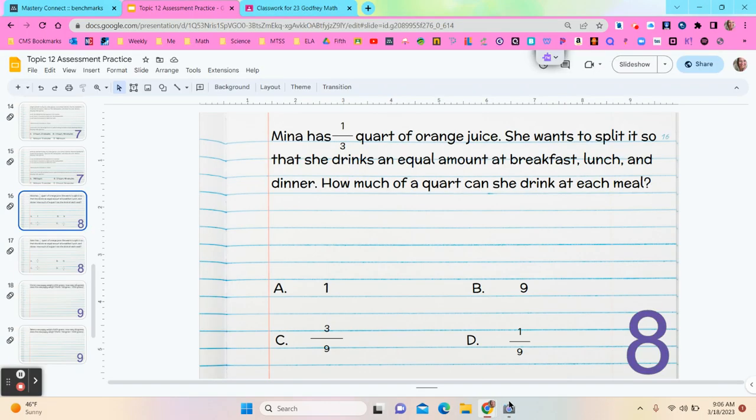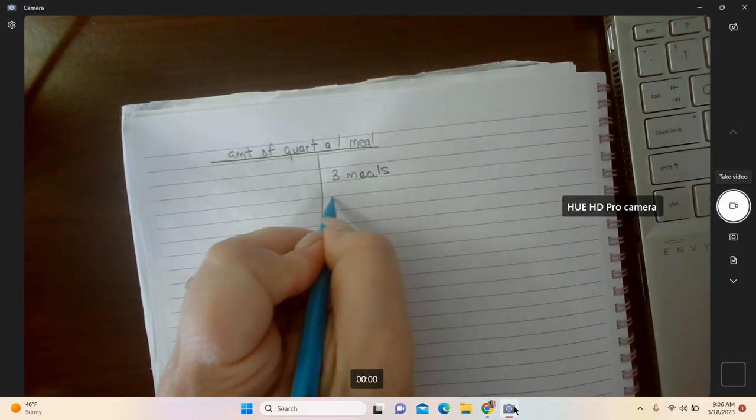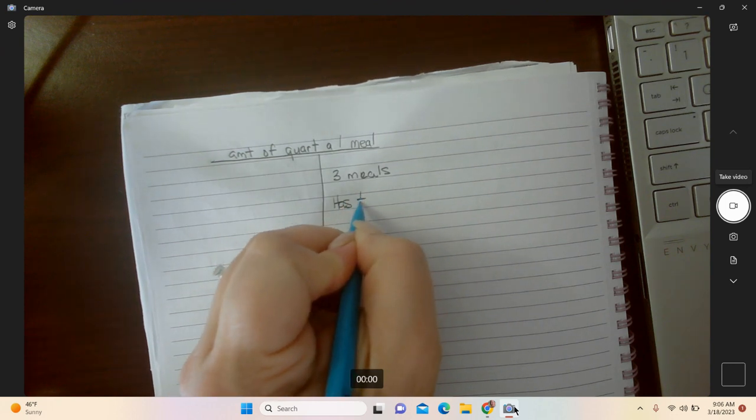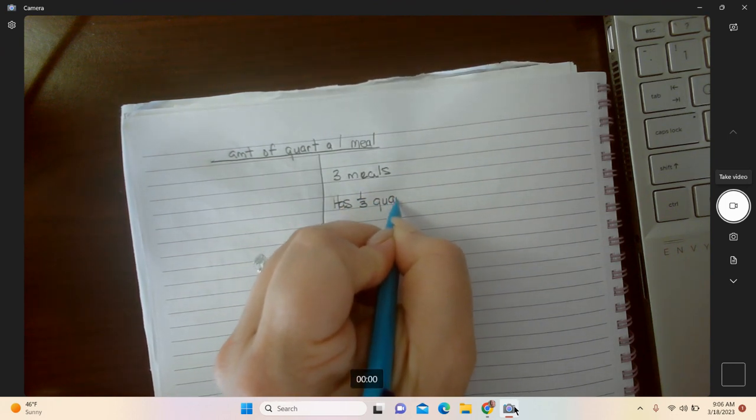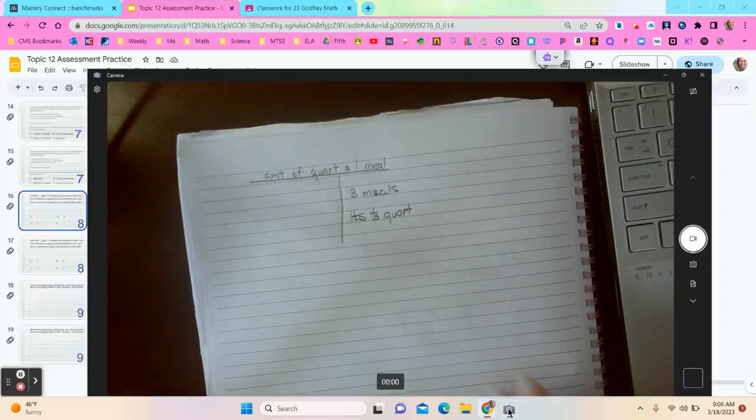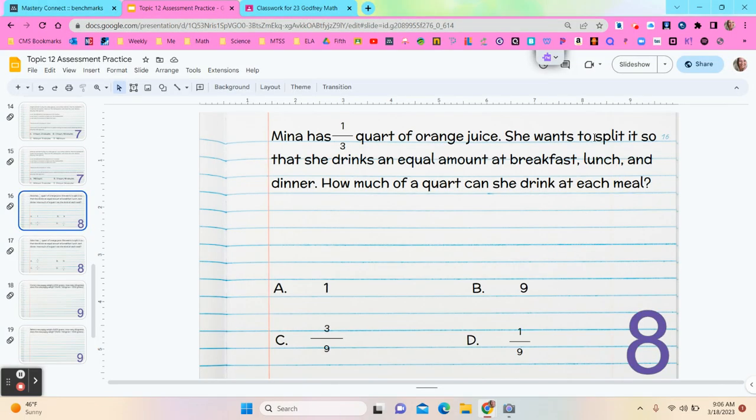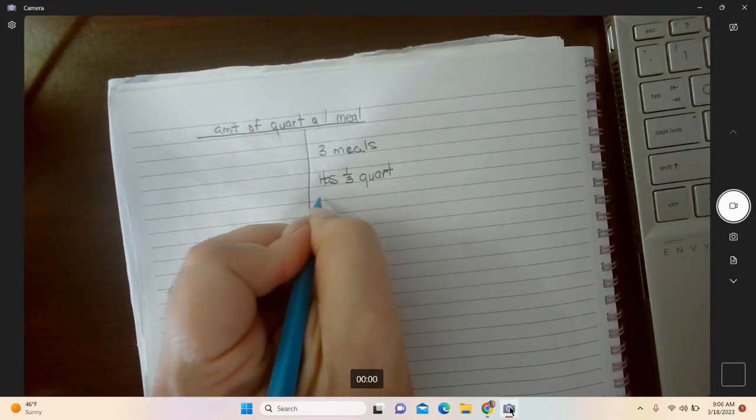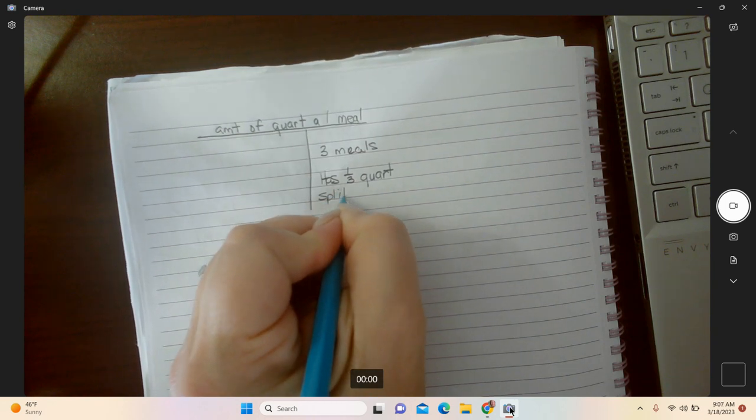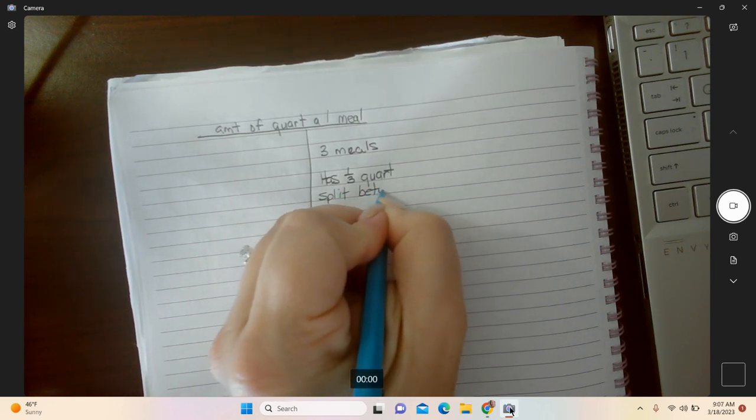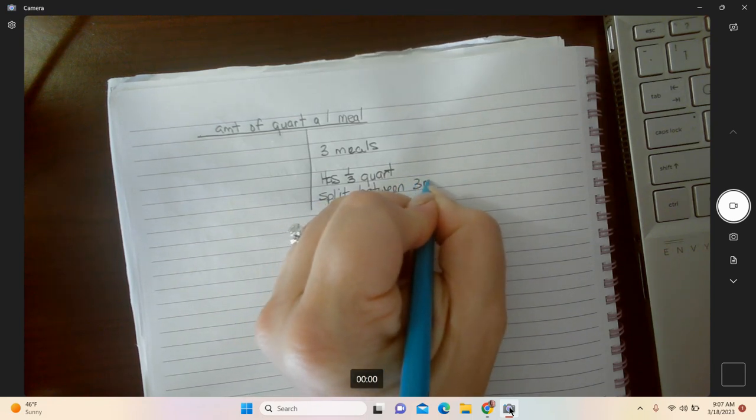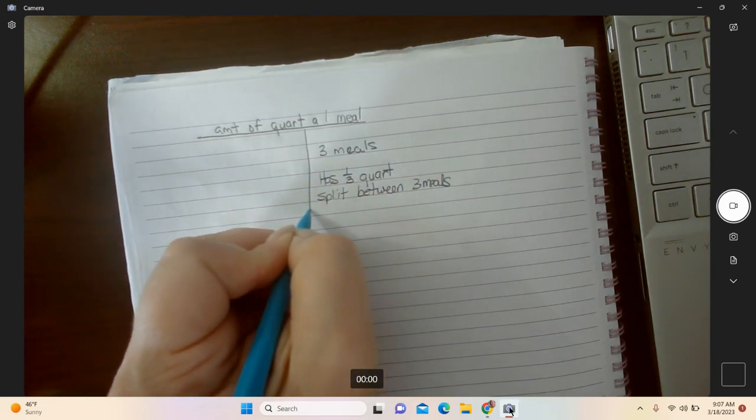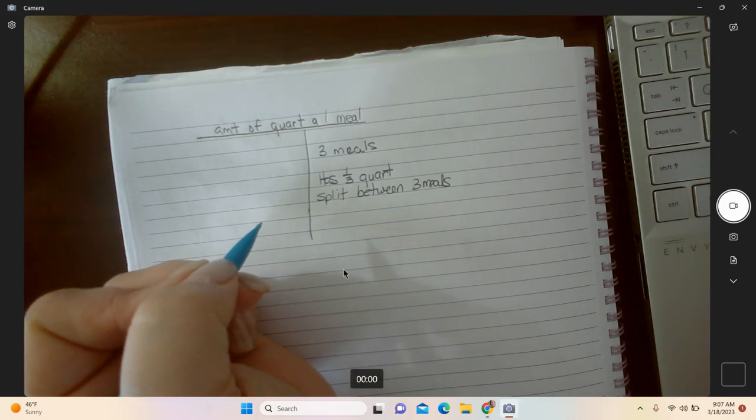Now let's go back and take a peek at the problem again. She has 1/3 quart of orange juice. Let's put that in our notes. Has 1/3 quart. Right? Then it says she wants to split it. Ooh, that word split. That sounds like dividing to me. So split between 3 meals. Okay, so this really does sound like a dividing problem, but let's go ahead and draw the picture.